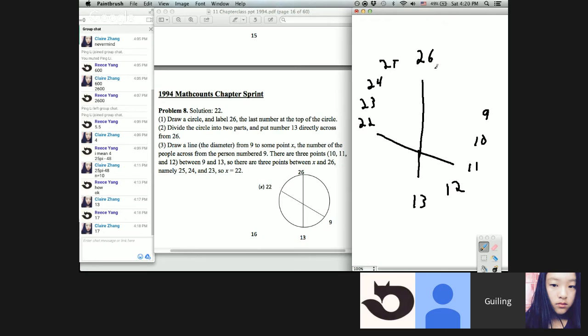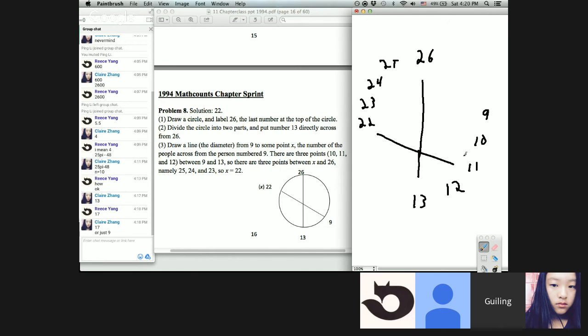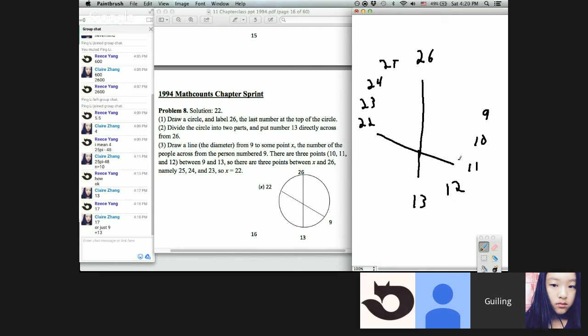How I did it was I put 1 across from 14 and then counted from there. 9 plus 13. Yeah, that works too.